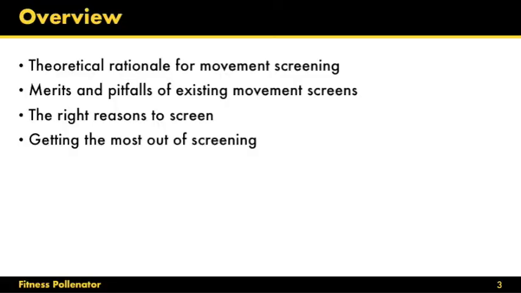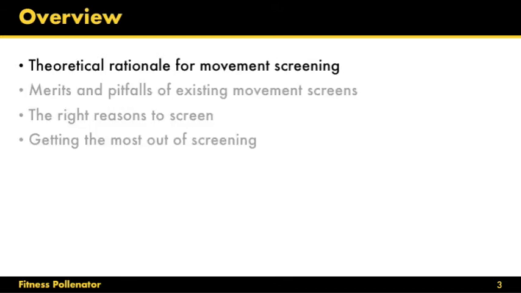The presentation will have 4 sections. In the first section, I'll go over the theoretical rationale for movement screening. Then I'll discuss the merits and pitfalls of existing movement screens, the right reasons to screen, and then lastly, how to get the most out of screening. First, the theoretical rationale.